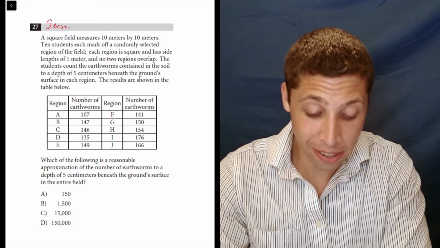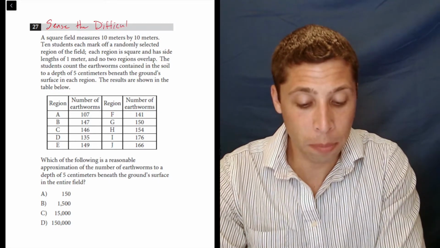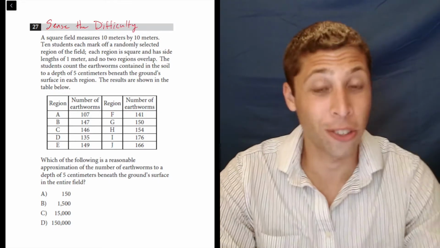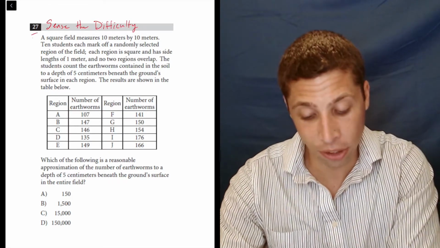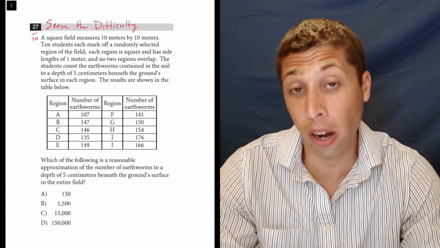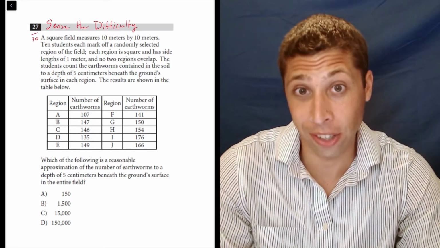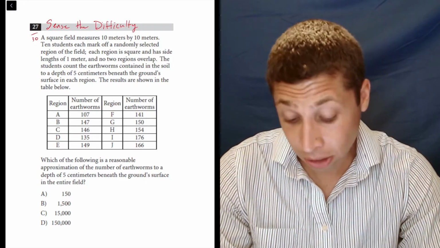Strategy maybe here is sense the difficulty. We should know that there's probably some weird twist or something where we're near the end of the section. This is number 27 out of 30 multiple choice, so it's supposed to be hard. So hopefully that helps us just stay alert. That's really what my strategy is here. It's just be on guard. So let's look at the question.